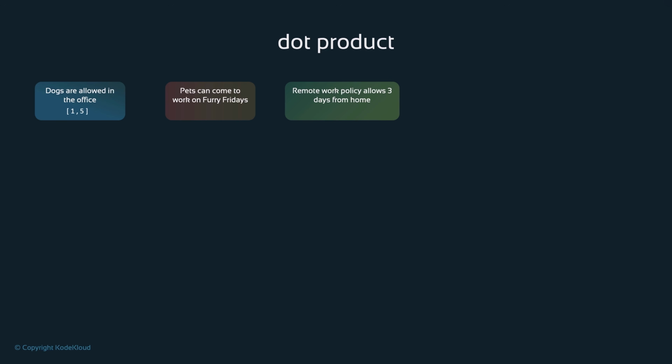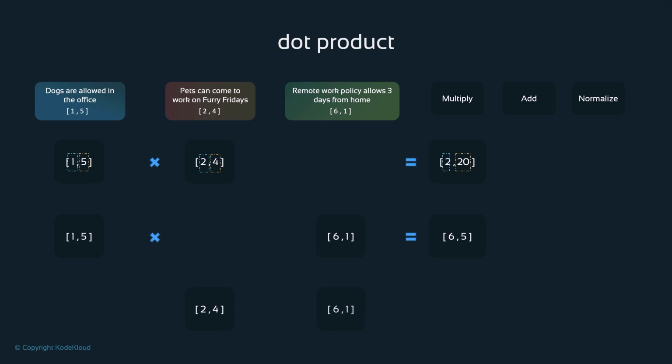So here's how it works in simple terms. For the sake of simplicity, I'll convert the vectors for each sentence into two-dimensional vectors of simple numbers. So "dogs are allowed in the office" gets a vector value of 1, 5. The second sentence gets 2 and 4, and the third one gets 6 and 1. The process involves multiplying the vectors, adding them, and then normalizing them. Let's look at the first two. We first multiply the values in the vectors. So we multiply 1 times 2 to get 2, and 5 times 4 to get 20. We do the same for the other two pairs. We multiply 1, 5 with 6 and 1 to get 6, 5, and then we multiply 2, 4 with 6 and 1 to get 12, 4.